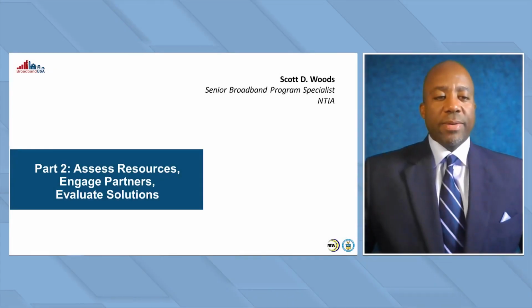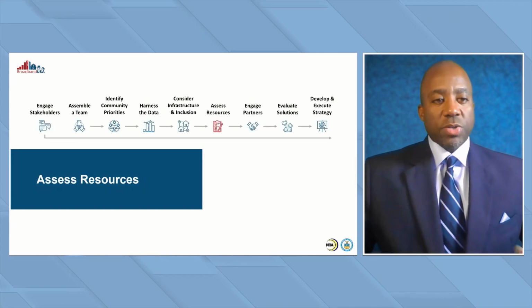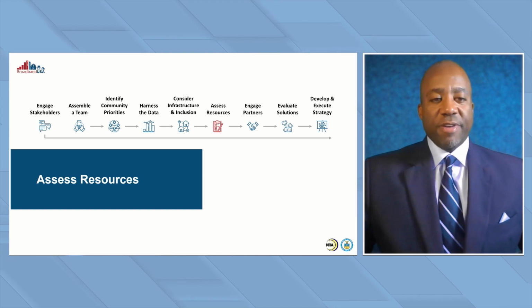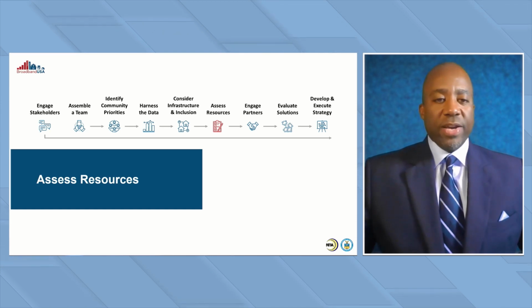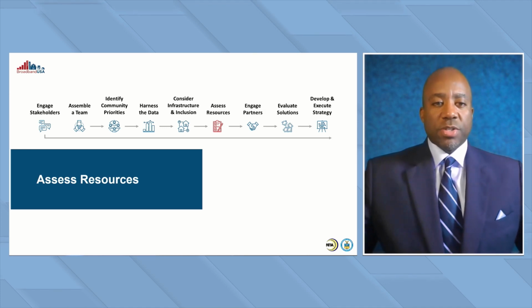So let's talk about assessing those resources, okay? So we've engaged our stakeholders. We have a plan to continue that. We've assembled the team. We've identified our priorities. We have a plan to harness the data. We've captured the data. Now we've bifurcated to consider both infrastructure and inclusion.